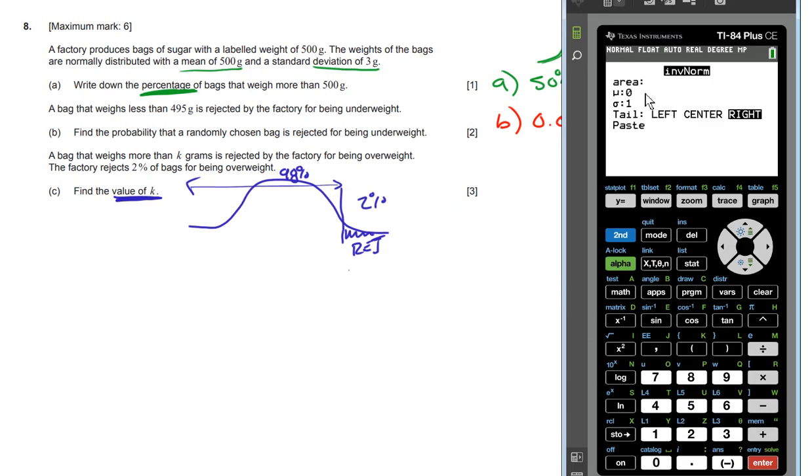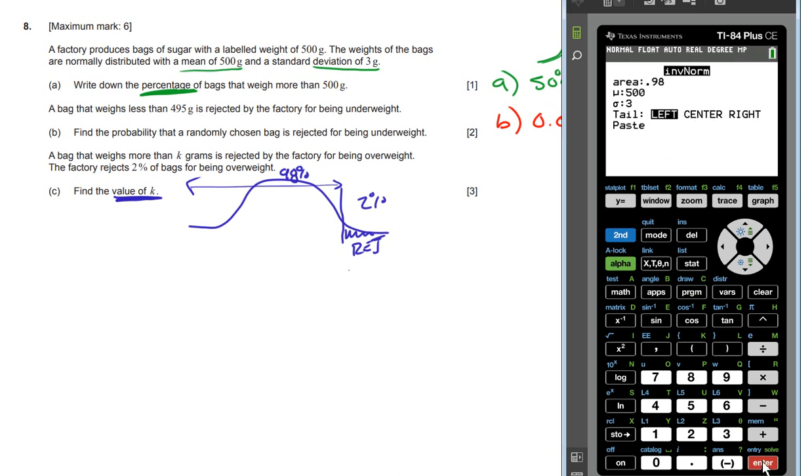So what we're going to do in here is the area. We're going to do 0.98, because we always like to start from the left and go up. 0.98. The mean is still 500. The standard deviation is 3. And the tail, for the way we do this, is going to be the left, 98%. At the end of this I will show you how to do it the other way as well, if your calculator looks like this. But not everyone has the 84 Plus where it does this. Some of them don't have this part on here, so I want to show you that first.